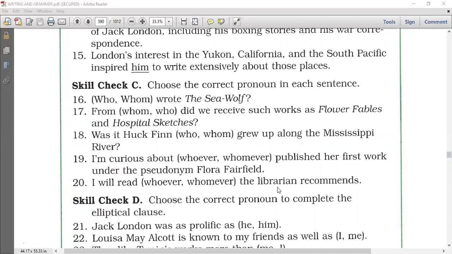Whomever. Good. I'm curious about whomever published her first. Okay, number 19, number 20. Thank you, Gana. Thank you, Lolwa. Number 20. Ali, can you answer number 20? I will read.